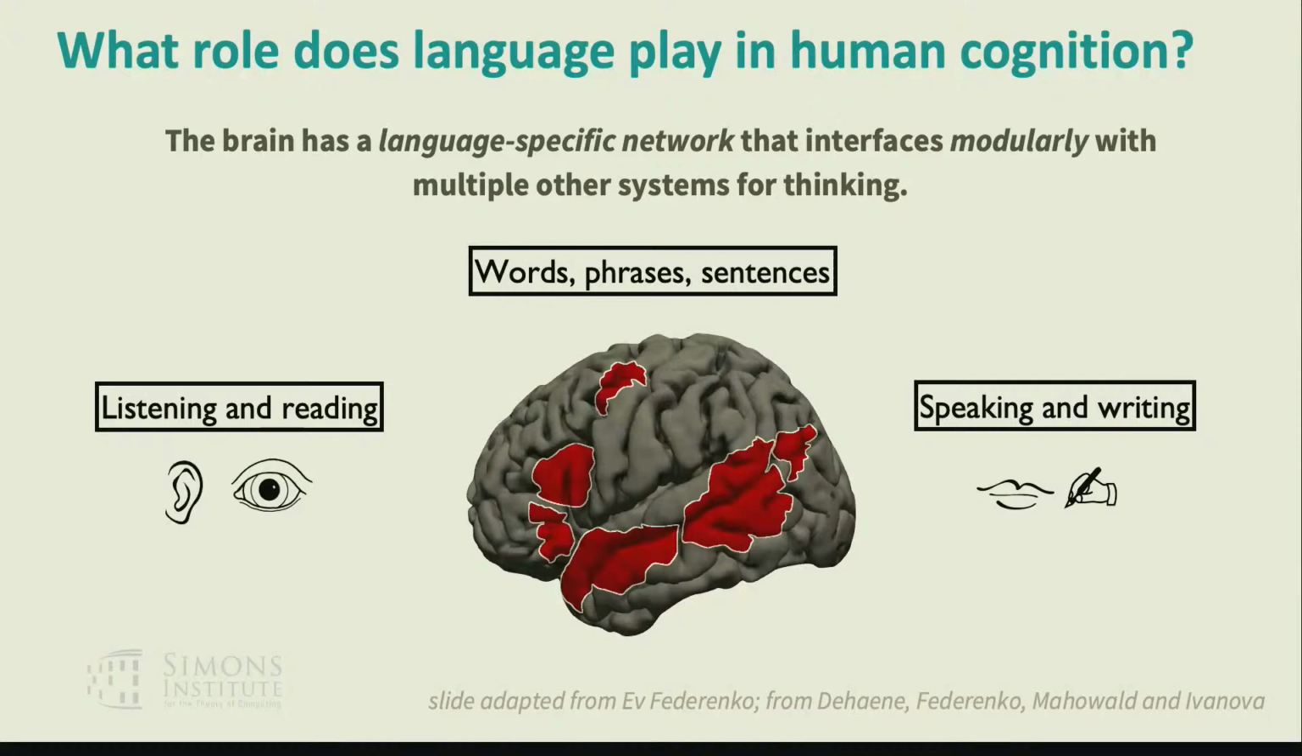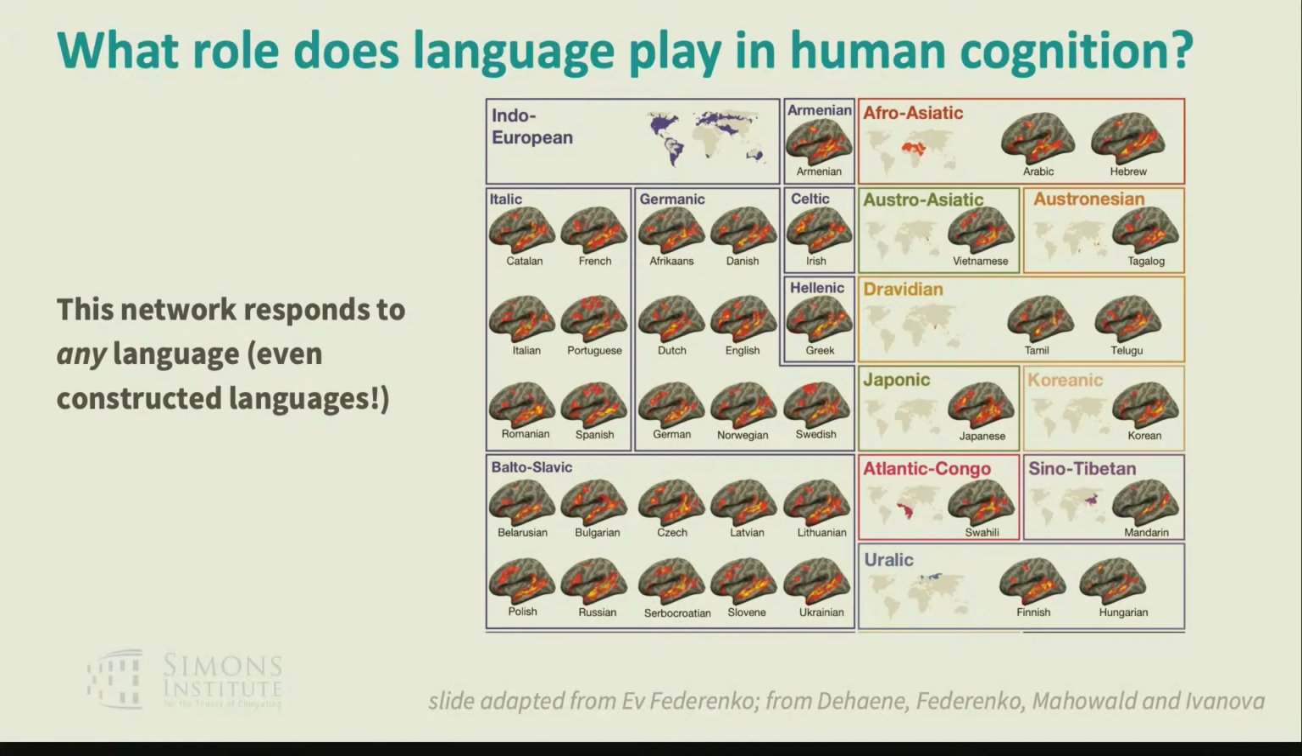It's activated when people do tasks like listening to sentences, or reading them, or speaking, or writing words. And this is not just an English-specific network. The same general region is activated no matter what language someone is speaking. It even fires for people who come to learn and become fluent in constructed languages like Dothraki or Klingon.